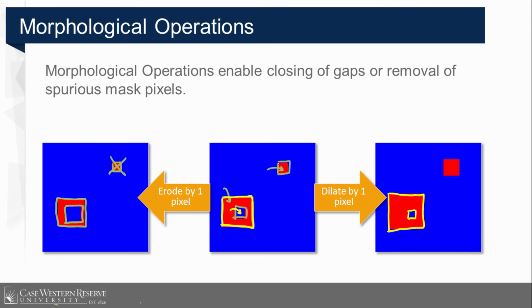In the spurious pixel, I have something happening that I don't want to have happen. Something that's small is actually going to get slightly larger here. But I could take care of that by first eroding and then by dilating.